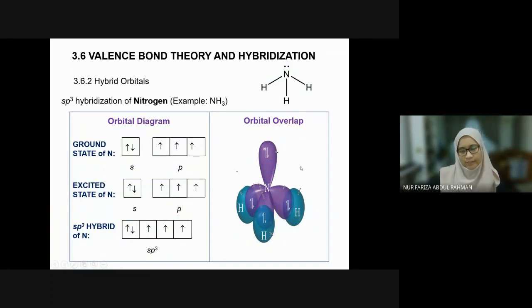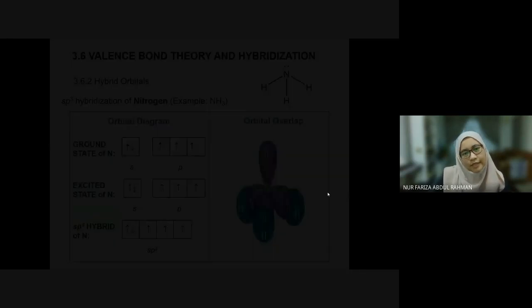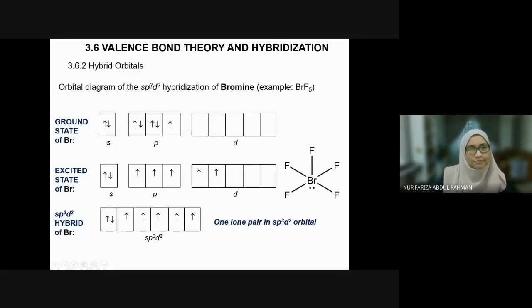Alright, so this is the orbital overlap for NH3. This one is for the lone pair. In terms of the orbital diagram, this is for the lone pair. Is the Lewis structure the same as the orbital overlap? They should be the same. If you see they are not the same, it means you made a mistake somewhere. Okay, another example, sp3d2, BrF5.